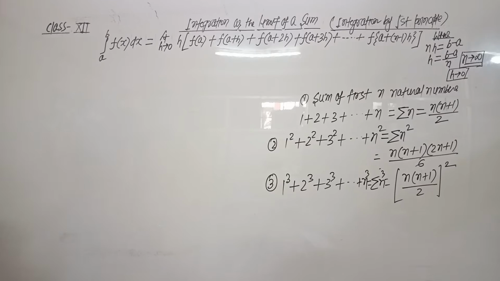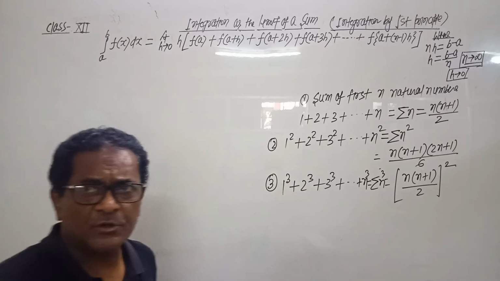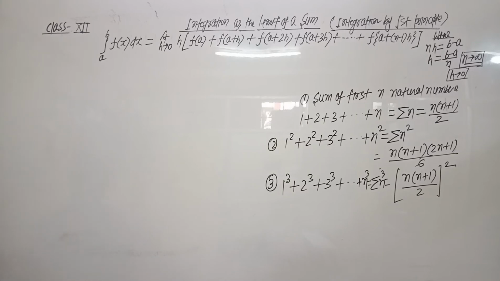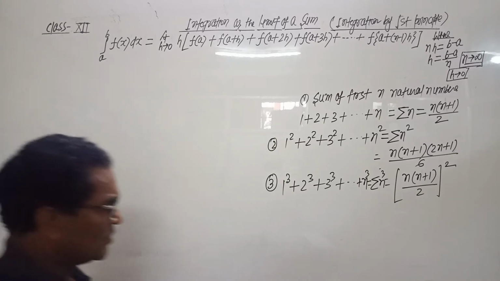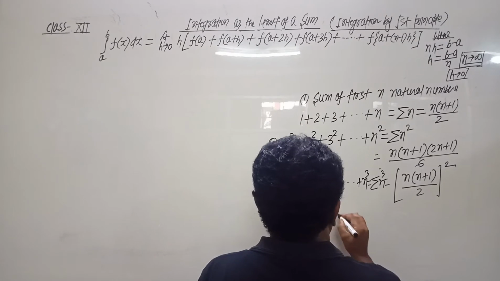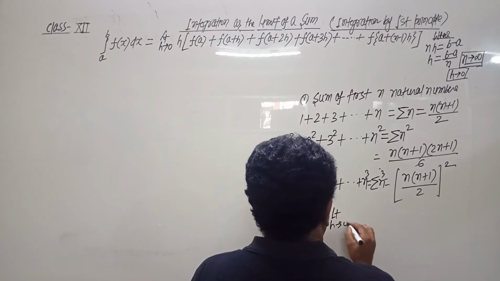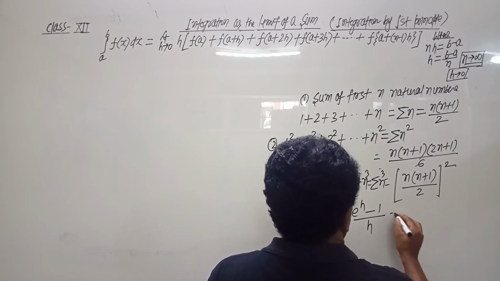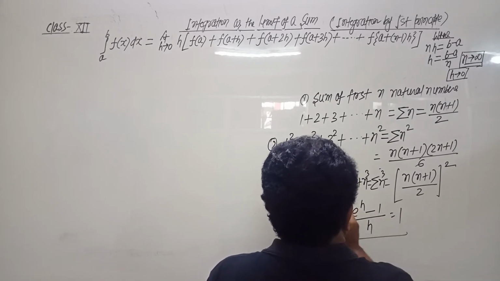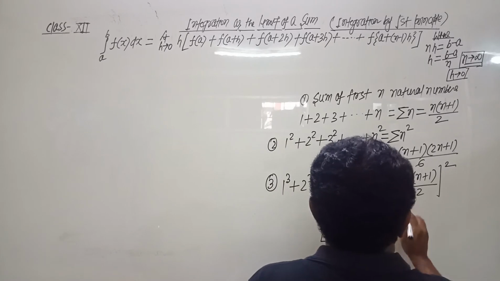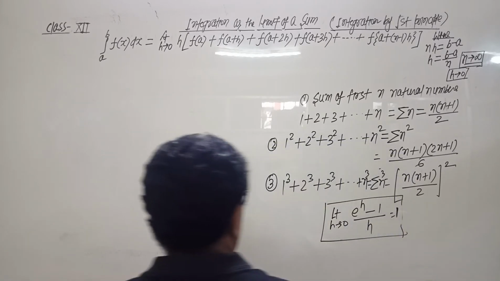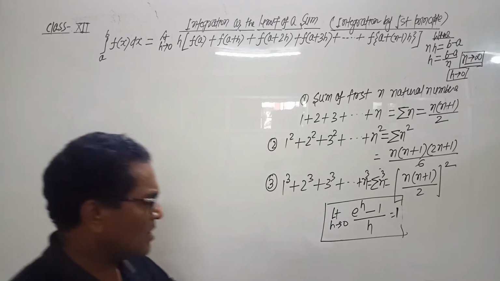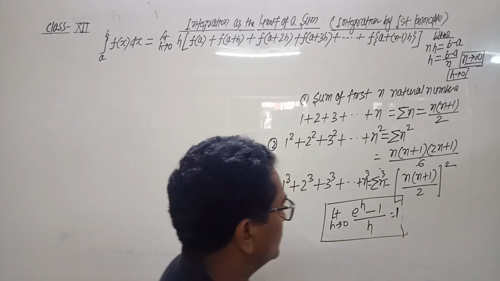Also, the concept of limit must be used: limit h tends to 0 of (e raised to the power h minus 1) upon h equals 1. This we have studied in limits in class 11. Limit h tends to 0 of (e raised to the power h minus 1) upon h is equal to 1.